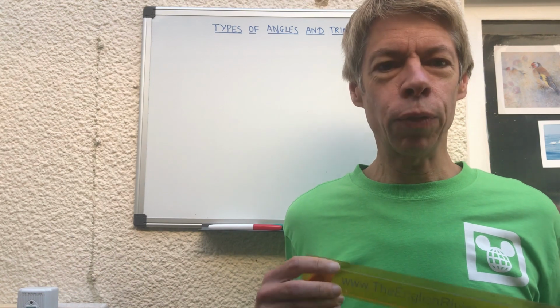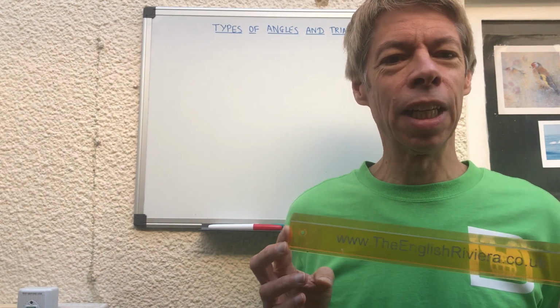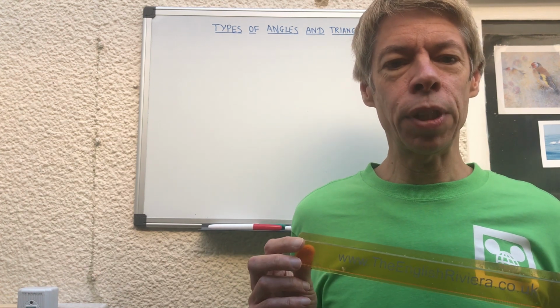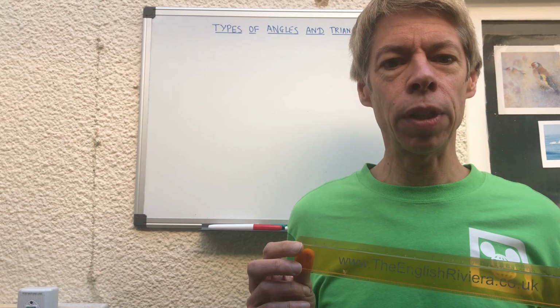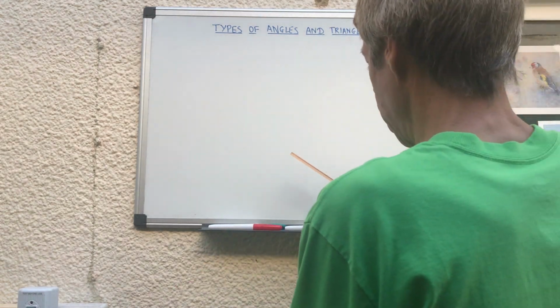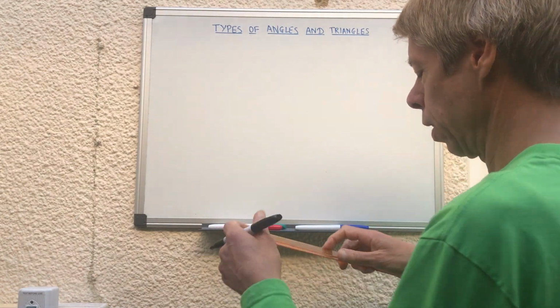It's going to be quite a lot of drawing lines, so I'm going to use the ruler, but I can't guarantee amazing artwork. This video is about the different types of angles and different types of triangles. So the types of angles will go from smallest to largest.